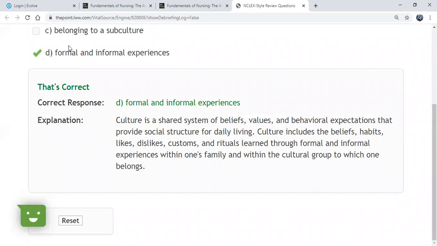So it's a system of beliefs, values, and behavioral expectations that provides social structure for daily living. It includes beliefs, habits, dislikes, customs, and rituals learned through both formal and informal experiences within your family and your cultural group.